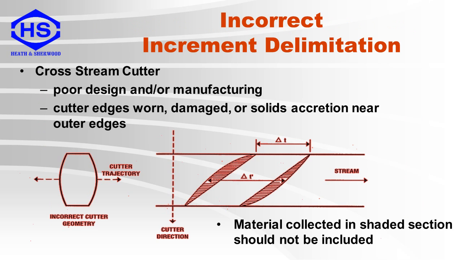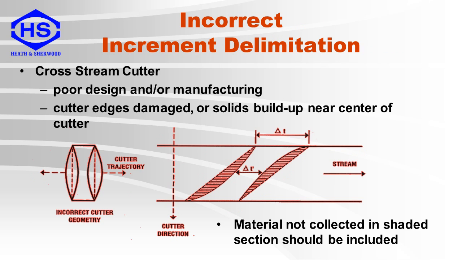The sampler's cutter can be a cause of incorrect delimitation. This could be from poor design or manufacturing, or the cutter edges could be worn, damaged, or there could be solid accretion near the outer edge. Here you can see that the material collected in the shaded section should not be included because the cutter blades are not parallel to each other. In this case, the sampler's cutter may have a solids buildup near the center of the cutter. Here you can see that the material not collected in the shaded section should be included. Again, the cutter blades are not parallel to each other.